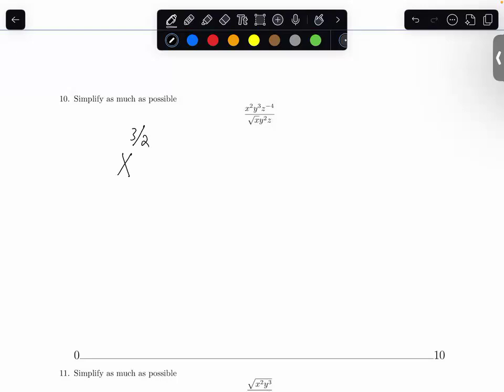I'm subtracting those. y cubed and y squared, subtracting those exponents just gives us a y to the 1st power. And z to the -4th divided by z gives us z to the -5th. So z to the 5th would be in the denominator. So x to the 3/2 times y divided by z to the 5th power.